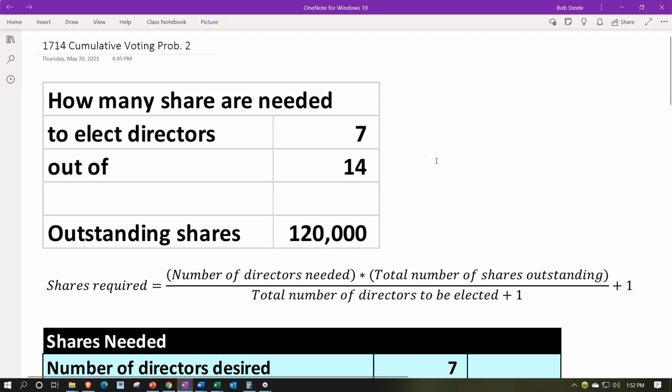7 of 14. So in other words, cumulative voting, you'll recall, is going to be compared or contrasted to standard or straight voting. In this situation, we're voting for a board of directors. So we are imagining ourselves to be the stockholders. We're the owners of the corporation in the form of stockholders. We're going to be voting for the board of directors.